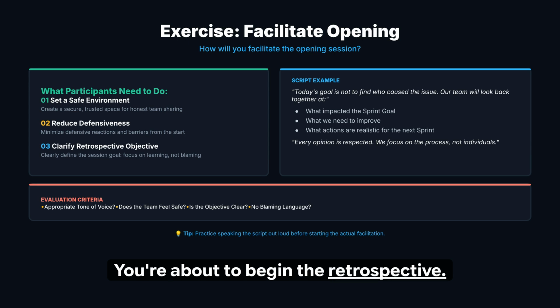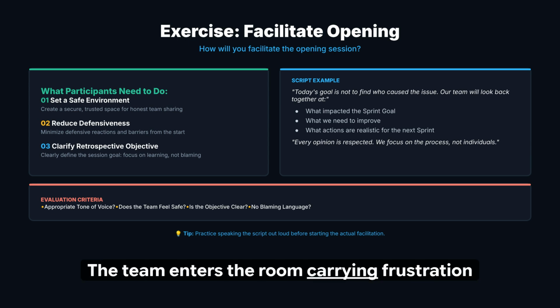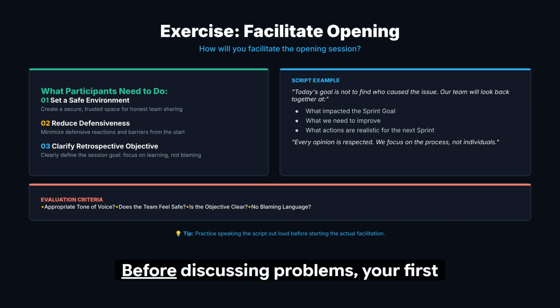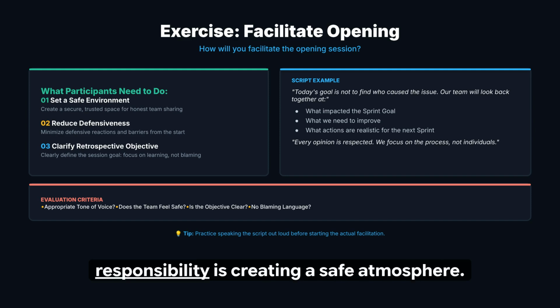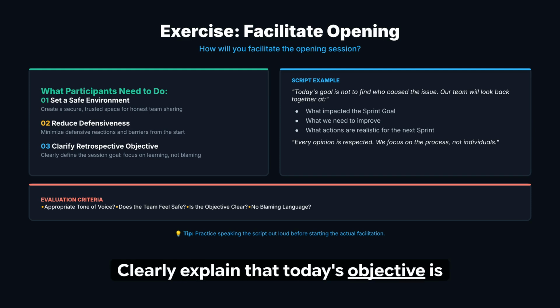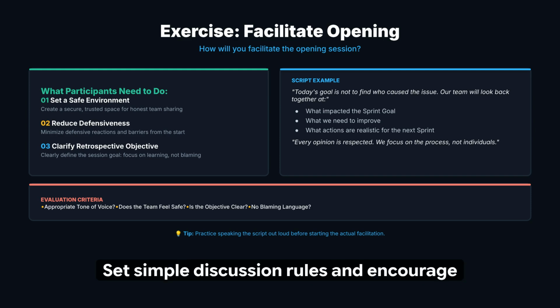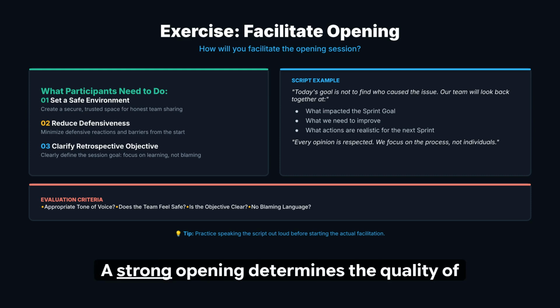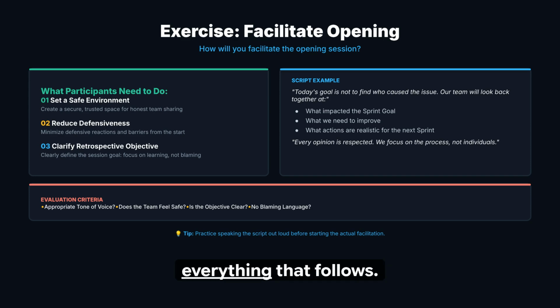You're about to begin the retrospective. The team enters the room carrying frustration from the last sprint. Before discussing problems, your first responsibility is creating a safe atmosphere. Clearly explain that today's objective is learning, not blaming. Set simple discussion rules and encourage everyone to speak honestly. A strong opening determines the quality of everything that follows.